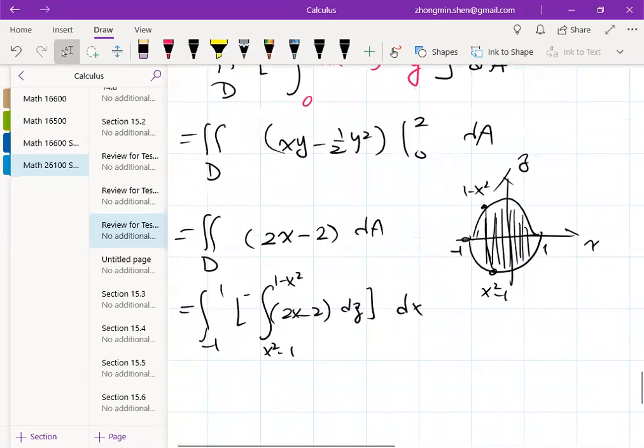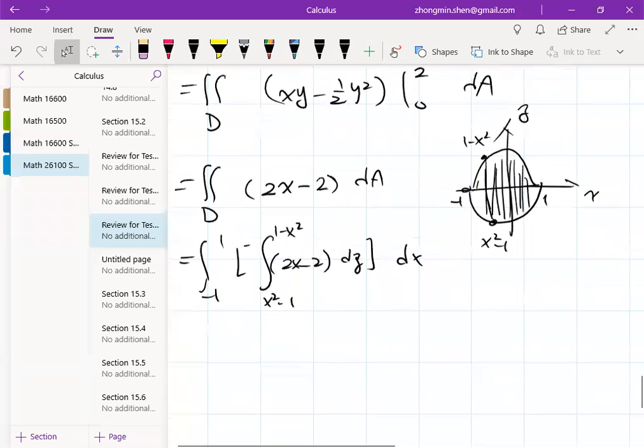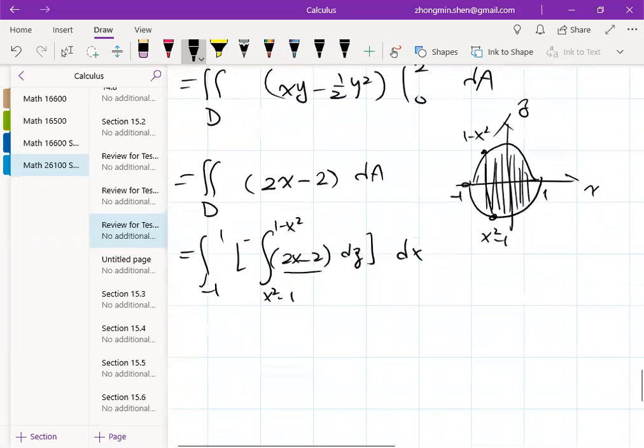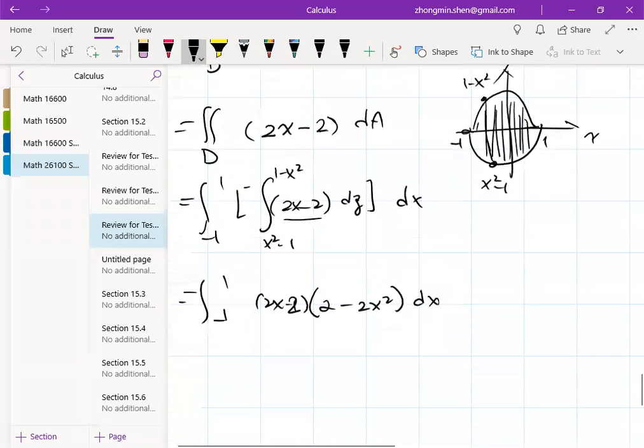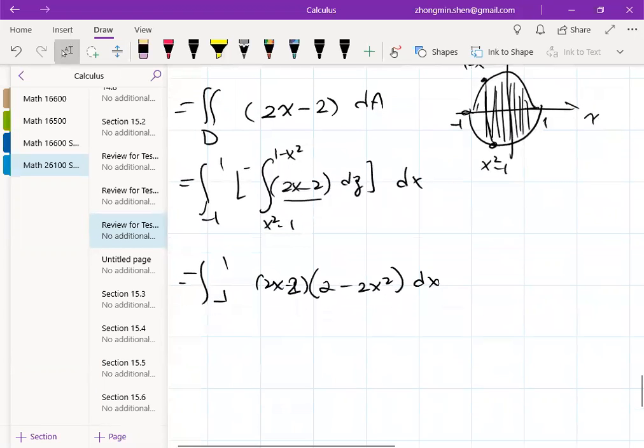Yeah, that's the range for z. And then this is independent of z. So you take 2x minus 1 out, minus 2 out. And the difference of this one, 1 minus x squared minus x squared minus 1, is going to be also 2 minus 2x squared dx. So this becomes the integral of a polynomial. Okay, you can multiply this out, and you get the answer.